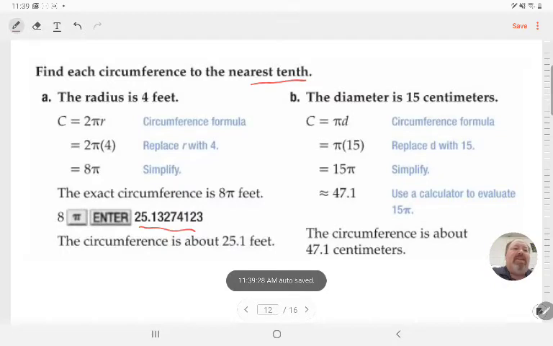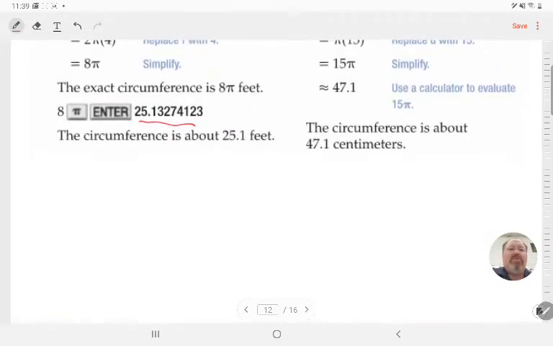feet. Now, if they gave me diameter, I could use C equals pi times D. And in B, they do give me the diameter. So it would just be 15 times pi, or approximately 47.1. So it just depends on what they give you on what you would use.